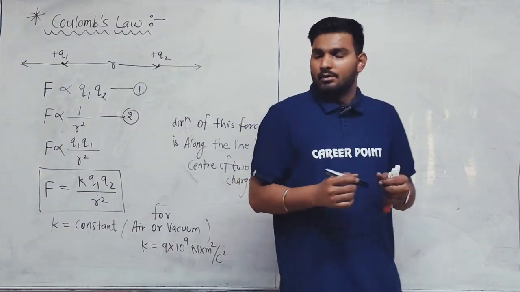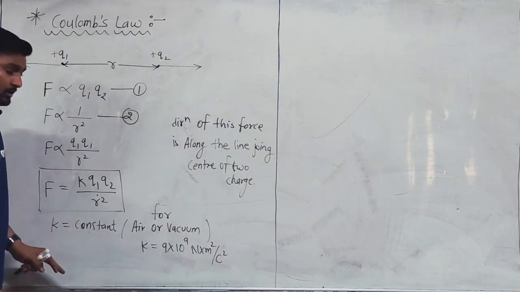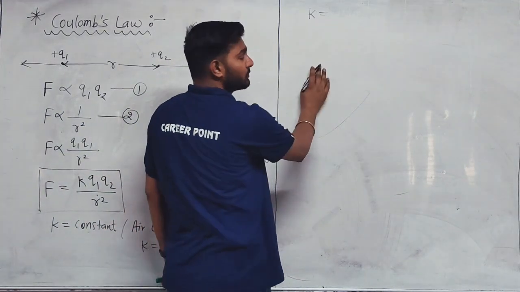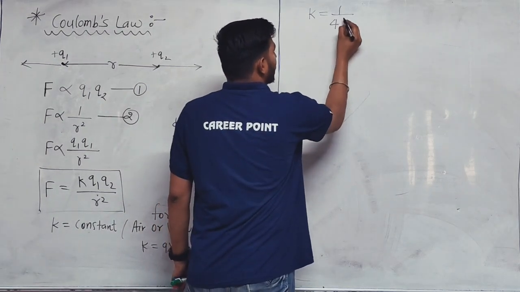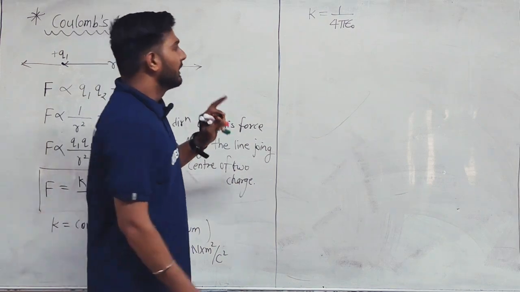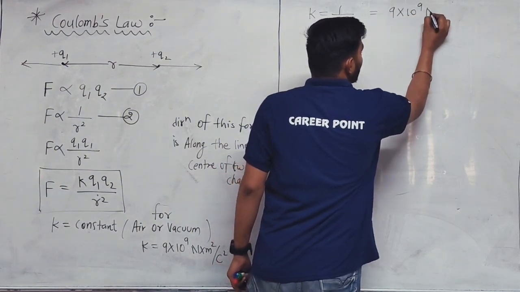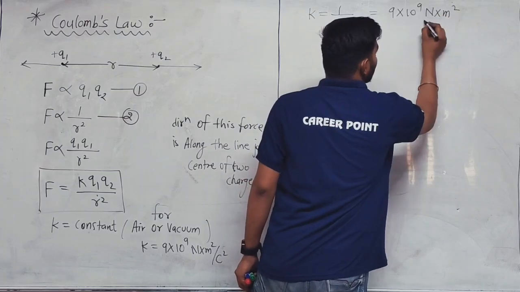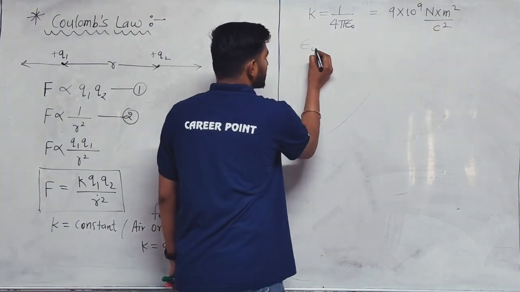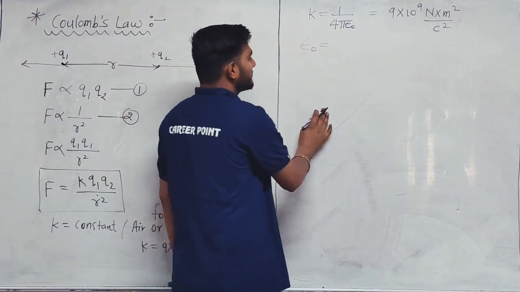Correct? And this K is a constant. This K has a value. In another term you can say K is equal to 1 upon 4 pi epsilon naught. This is for air, and this is 9 into 10 to the power 9 Newton meter square per Coulomb square. Correct. What is this epsilon naught?